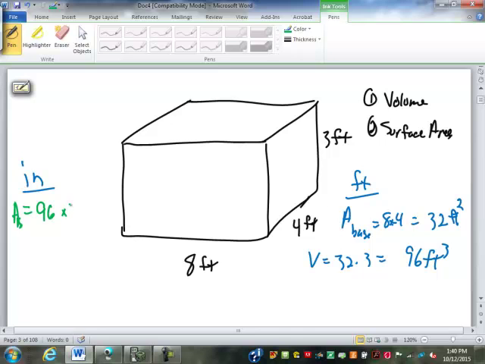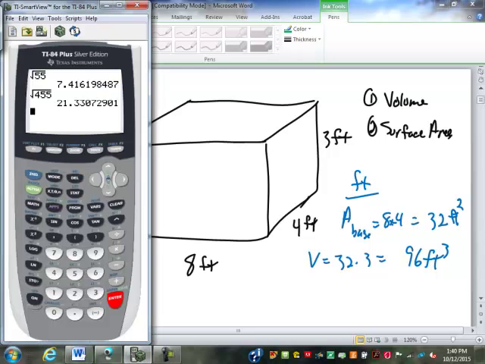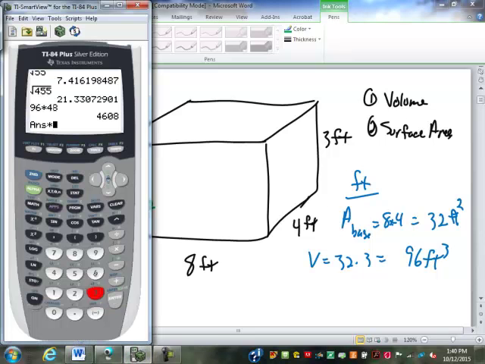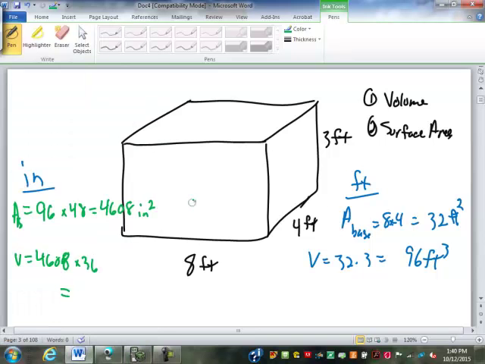Okay, well, let's check and see if Drew is on track or not. Area of the base is going to be 96 by 48, right? So 4608 square inches. So the volume is 4608 times 36, otherwise known as, Drew isn't crazy, 165,888.